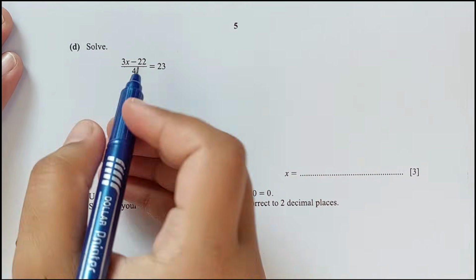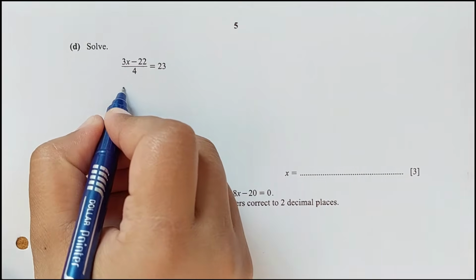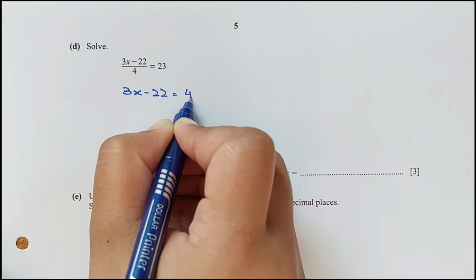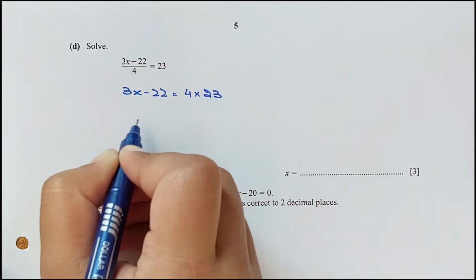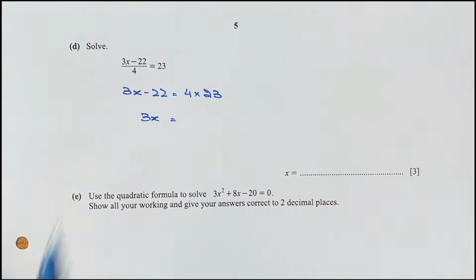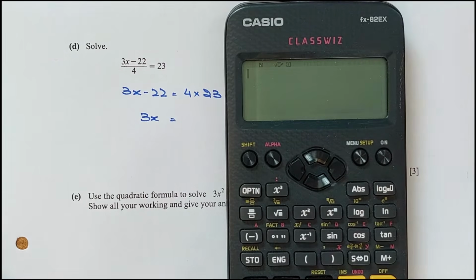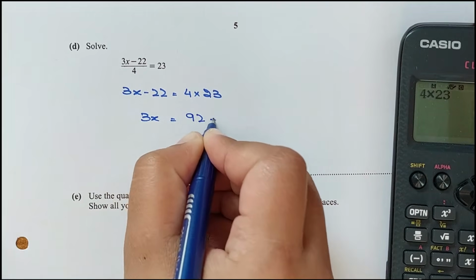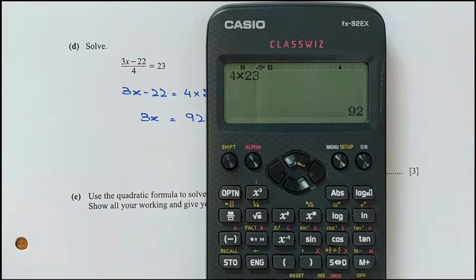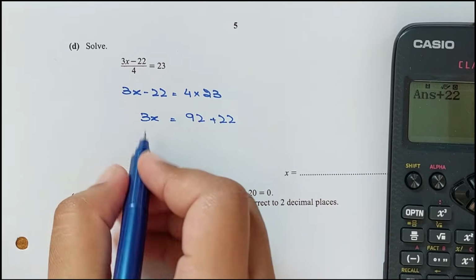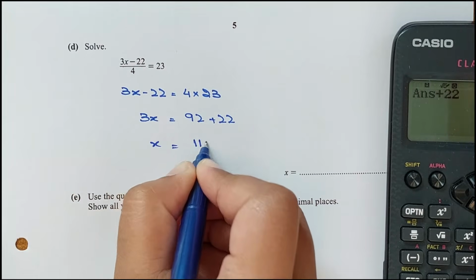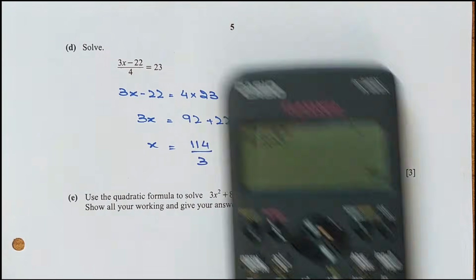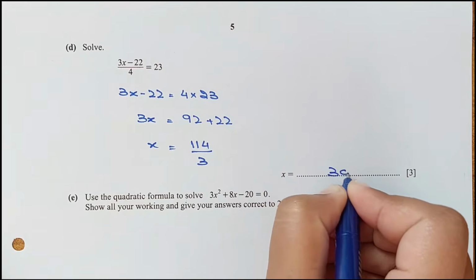Now for part D, solve. We have to solve this equation. We have 3x minus 22 equals 4 times 23. And then 3x equals 4 times 23, which is 92. Adding 22 gives 114, so x equals 114 divided by 3. This is 38, so the x value is 38.